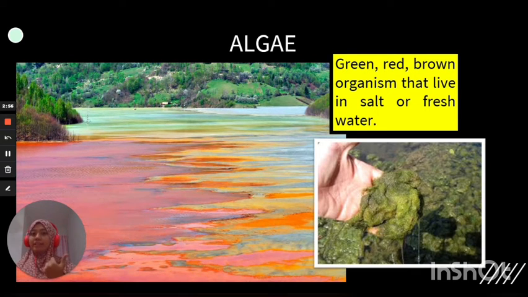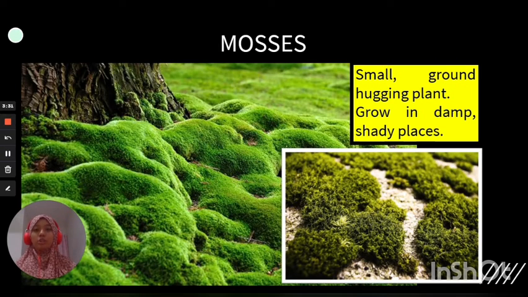Remember chlorophyll? Chlorophyll is what makes plants green. So green algae is a plant. But red and brown algae are not plants because they cannot make their own food. They don't have chlorophyll.